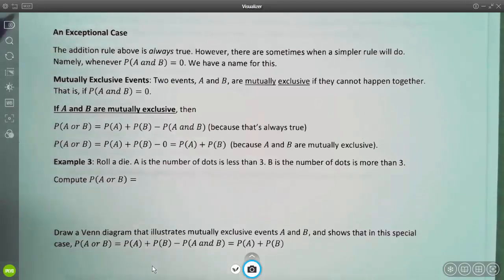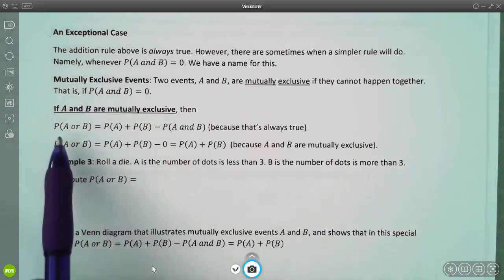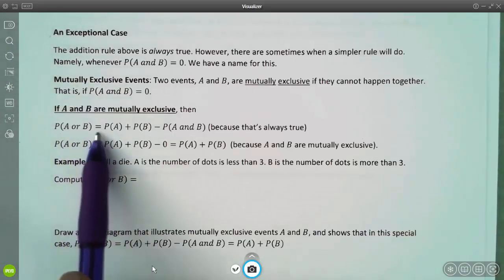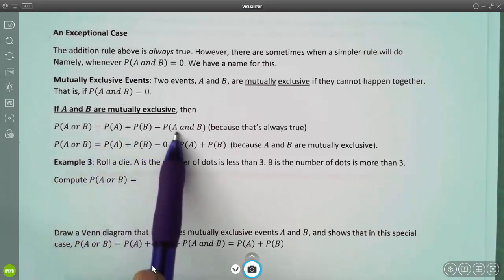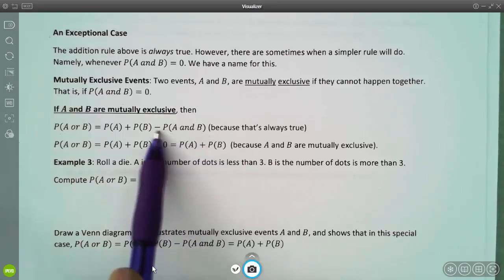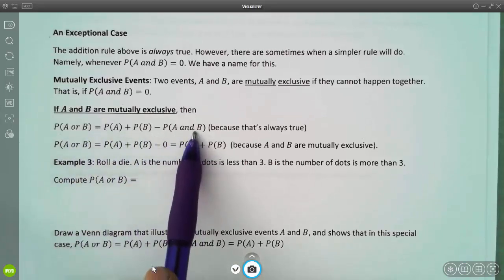Okay, now the next thing in our notes says there's an exceptional case. Now, by exception, I don't mean that there's ever a time that P of A or B is not equal to P of A plus P of B minus P of A and B. In fact, that's always true. You can always depend on this formula.